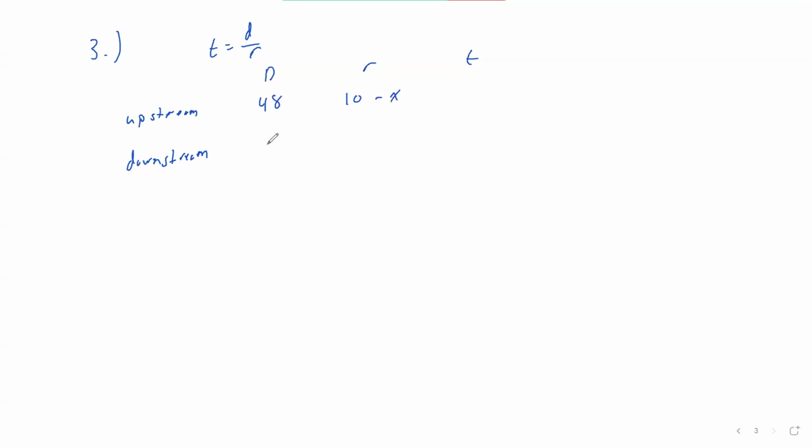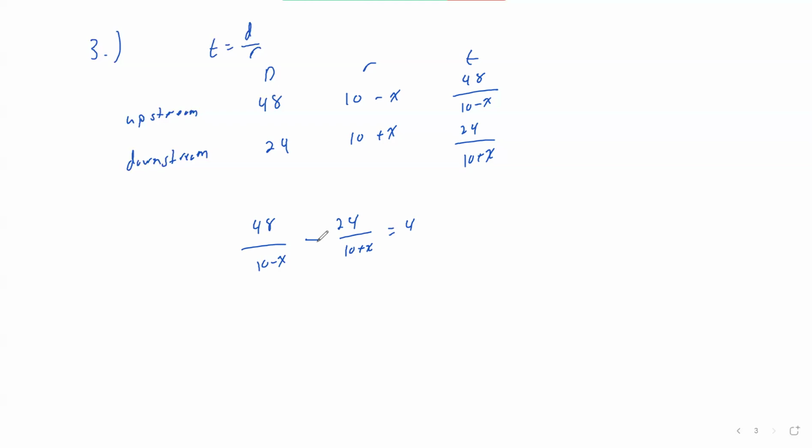So then to go downstream, it's 24 miles. And this time he's going to go with the current. So to find the time here, it's distance divided by rate. So it's going to be 48 over 10 minus x, and this would be 24 over 10 plus x. And we know the difference is 4 hours. So it says the boat takes 4 hours longer to travel 48 miles upstream than it does to travel 24 miles. So that would mean that whatever this time is, minus whatever this time is, will be 4 hours.